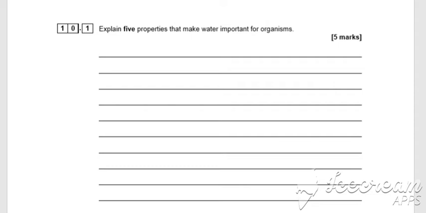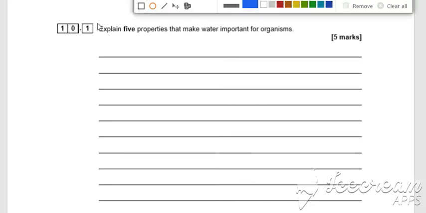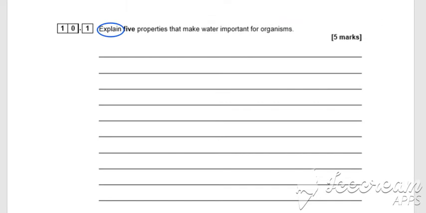Question 10.1. Explain the 5 properties of water that make water important for organisms. Water was one of the first lessons you will have had, and it goes back to your very first part to do with biological molecules. The mark scheme is quite picky, and it wants you to explain the 5 properties, not just state them.